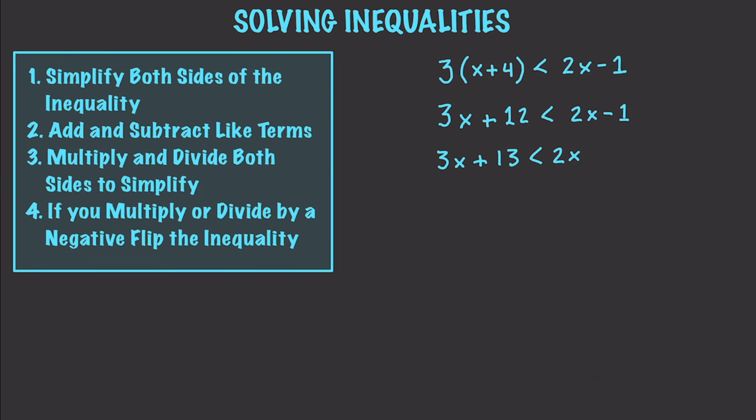And if we do that, we're going to leave this with 13 is less than negative 1x, or negative x, whatever we want. And we want to get our x value by itself, which means we are going to be dividing by negative 1. And remember, if we do that, this becomes a negative 13, of course. But we also have to flip our inequality, and we're left with this right here.